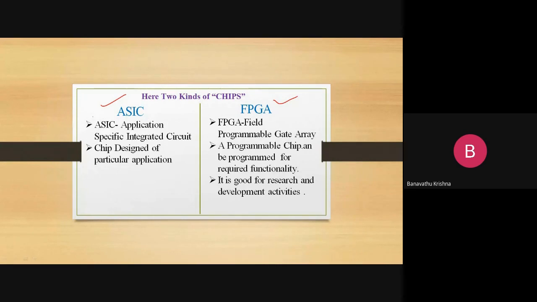Okay, so let us see here. ASIC is an application specific integrated circuit, and it is a chip designed for a particular application, whereas FPGA is a field programmable gate array. So here it is a programmable chip, and a programmable chip can be programmed for the required functionality. Okay, so the FPGA chip is going to be programmed for the required functionality.